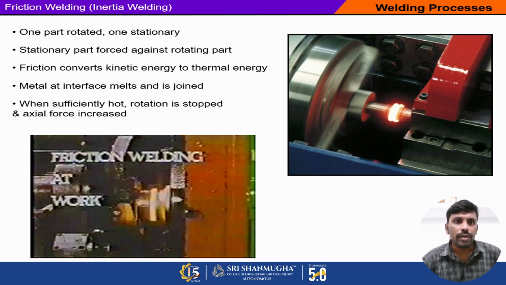So first thing, friction welding. The other name of this welding process is the inertia welding process. In this process, one part is rotated and the other part is stationary. The stationary part is forced against the rotating part. At that time, high heat is produced. At the same time, the friction converts the kinetic energy into thermal energy. The thermal energy is heating the two ends of the workpieces.